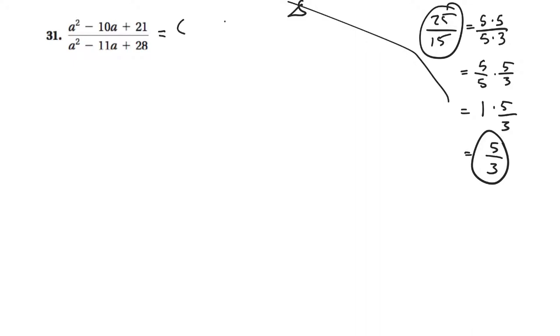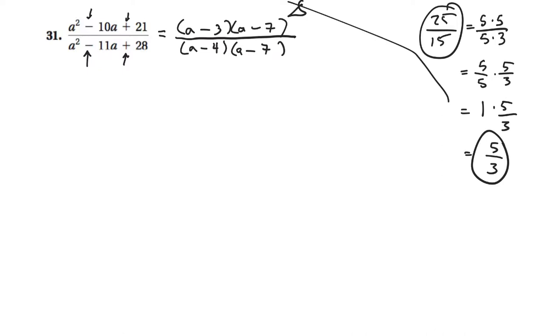So if I factor that top expression, I'll have an a here and an a here. Two things that multiply to 21 and add to 10: 7 and 3. Since this is positive, they both have to be the same sign, and they both have to be negative. Good. Okay. Next one, I know it's going to be an a and an a. I also know because this is positive, the signs have to be the same, and they have to be negative. So two things that multiply to 28 and add to 11: 4 and 7.